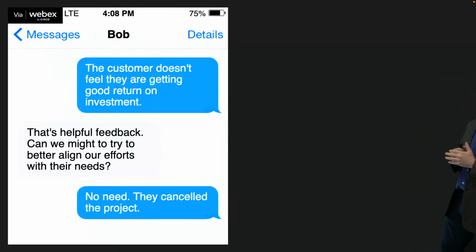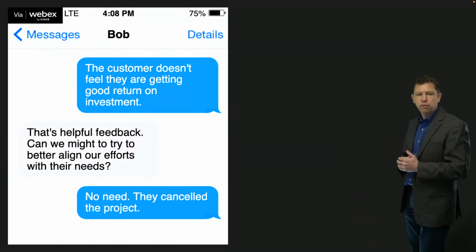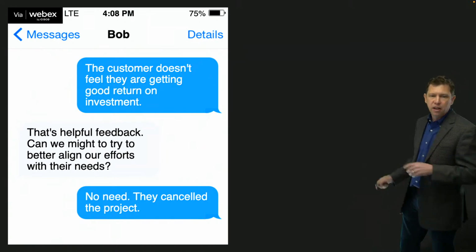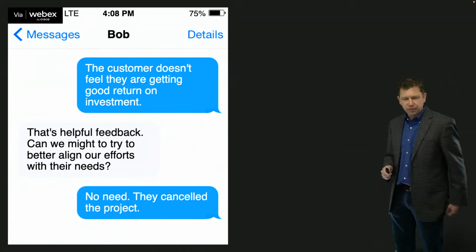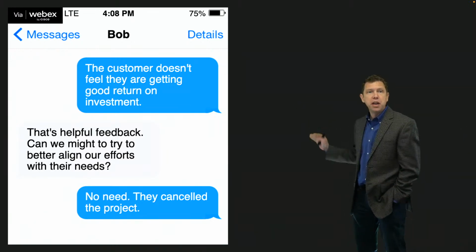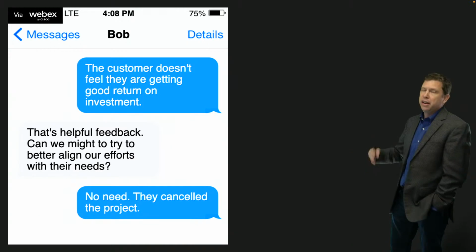The customer doesn't feel they're getting a good return on investment. Okay, that's good information, right? That's helpful. Can we try to better align our efforts with their needs? No need, they canceled the project. Okay, this is really, really good information, but it's so late that it's worse than useless, right? It didn't help change anything.